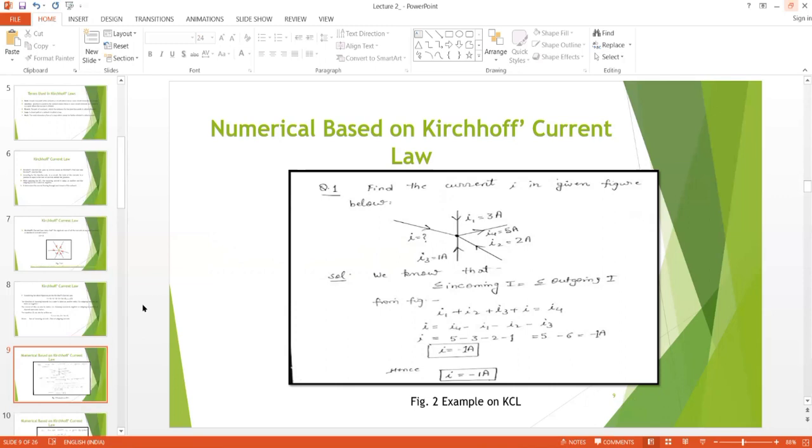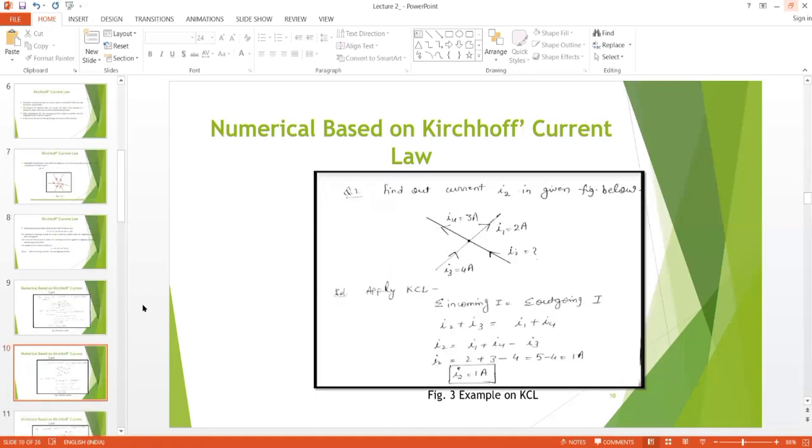That means the current which you calculated is basically your outgoing current. I hope this is clear. You can see I plus I3 plus I2 plus I1 should be equal to I4. I hope this is clear. So that's how you can solve the numericals.